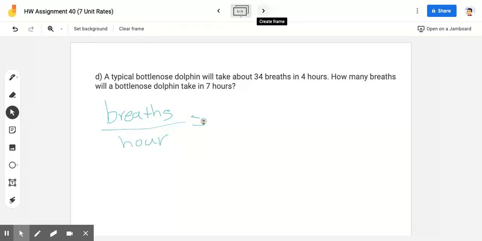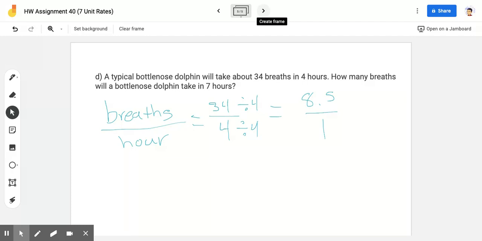All right, so originally we have 34 over 4 hours. So let's find out what the unit rate is. How many breaths are they taking in 1 hour? So I will divide top and bottom by 4. So 34 divided by 4 is about 8.5 over 1. So that's for 1 hour. They'll take 8.5 breaths.